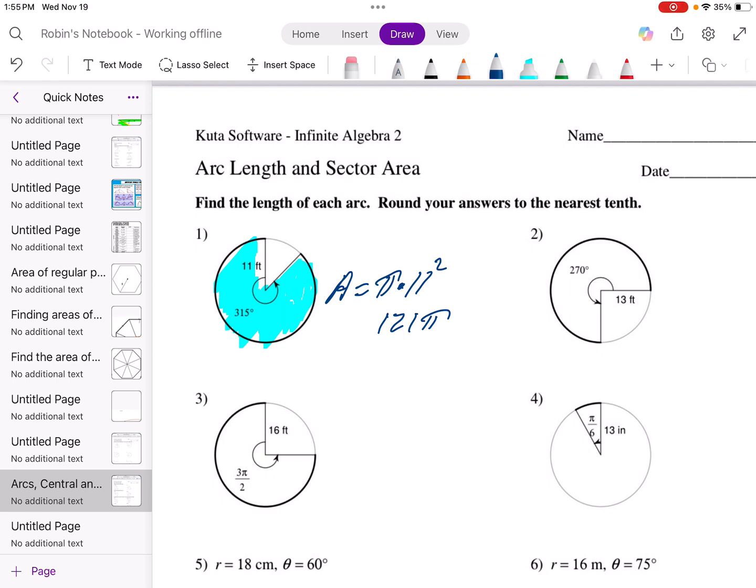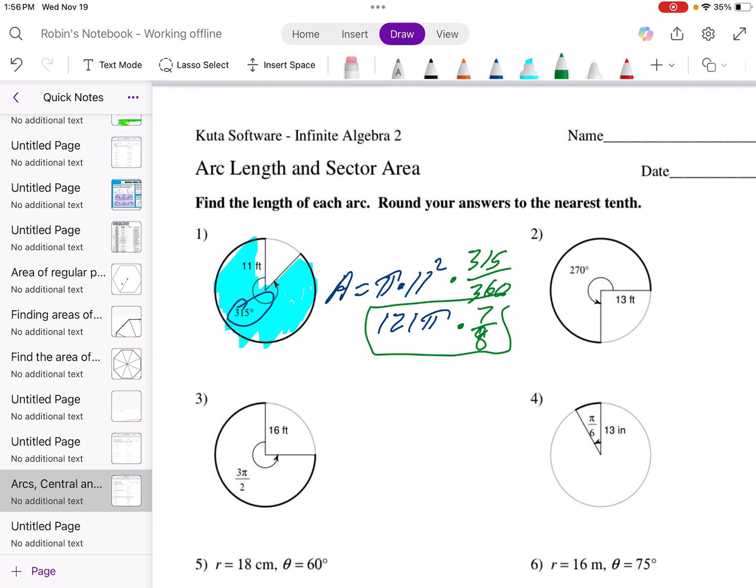Now, I only want 315 degrees of it, right? So that means I have 315 out of my 360 degrees. And ideally, you're going to simplify that thing, right? If you end up simplifying it, it goes all the way down to 7/8. By all means, you can use your calculator to help you with this one, but I want to encourage you to solve it in terms of pi.